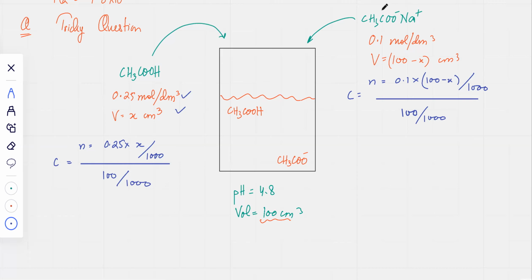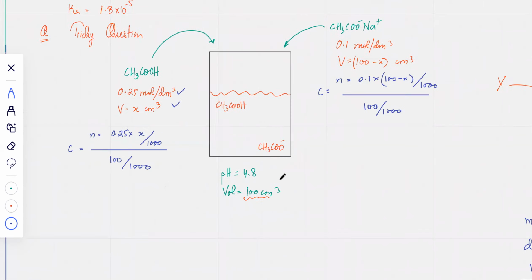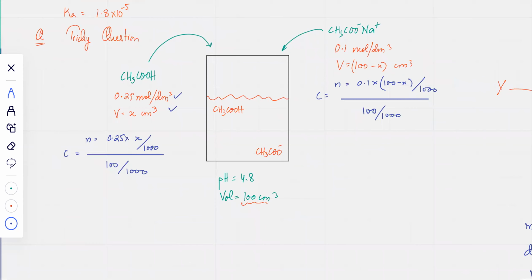Both are found. And I have the pH, and I also have the K value, which is given as 1.8 times 10 power minus 5. So what is K? K is 1.8 times 10 power minus 5. And it's the conjugate base concentration, which is this one, divided by the acid concentration, right? Is that clear, Lubena? Yes, sir.